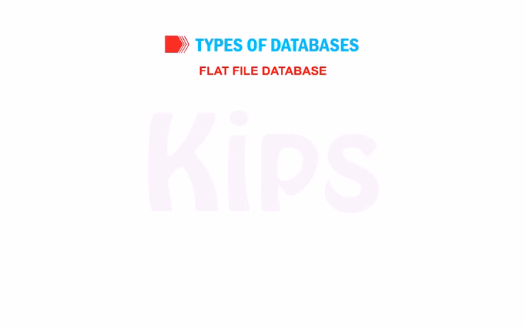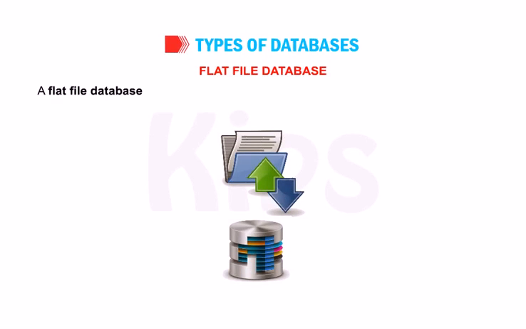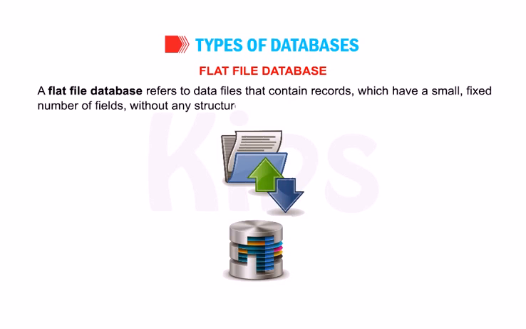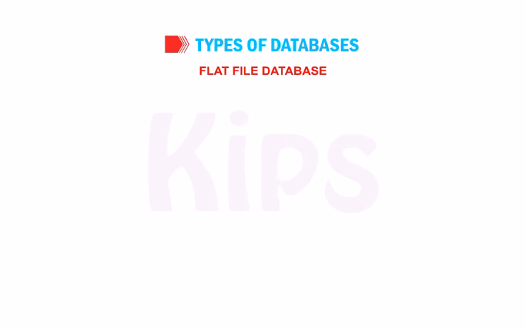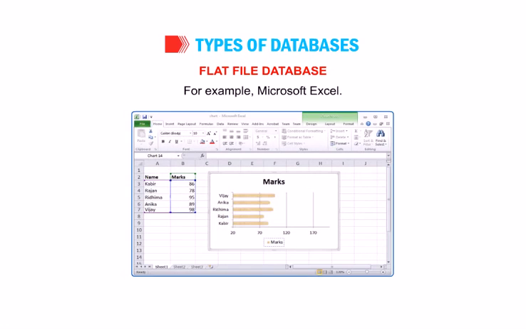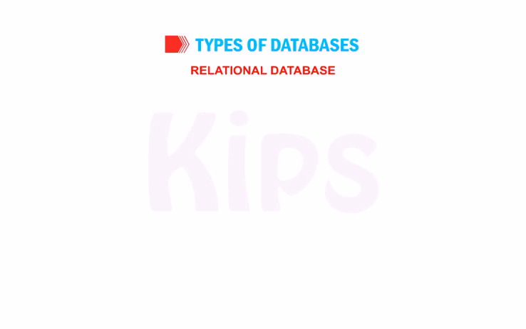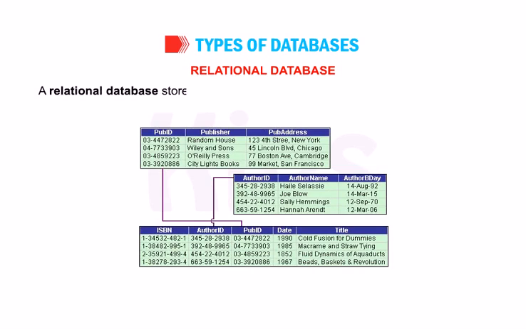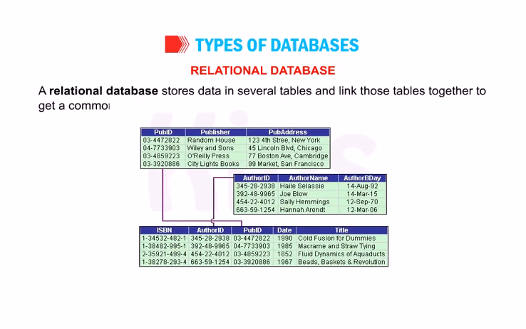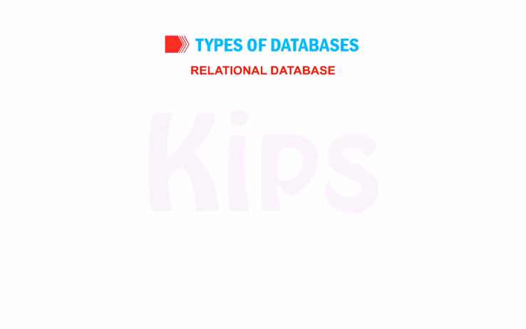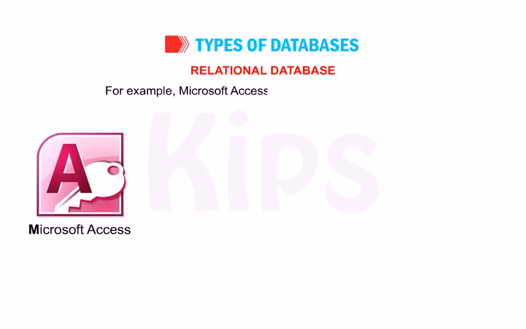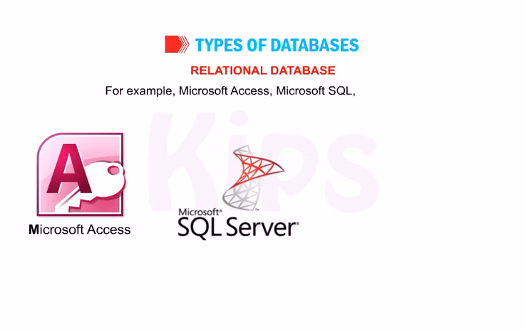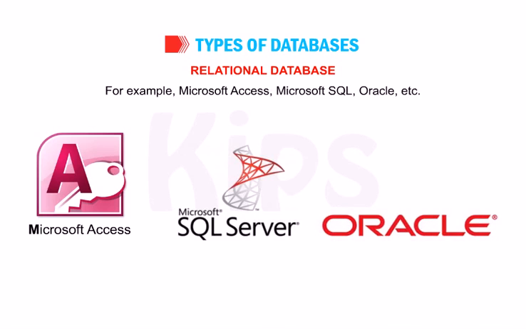Flat file database. A flat file database refers to the data files that contain records which have a small fixed number of fields without any structured relationship. For example, Microsoft Excel. Relational database. A relational database stores data in several tables and links those tables together to get a common piece of information. For example, Microsoft Access, Microsoft SQL, Oracle, etc.